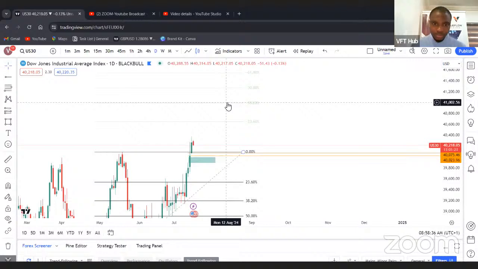Or of course, if you can carry it, leave it open, but I prefer you just secure your partial and take something, move your SL to break even, so that you allow the trade to run risk free without turning a winning trade into a losing trade.